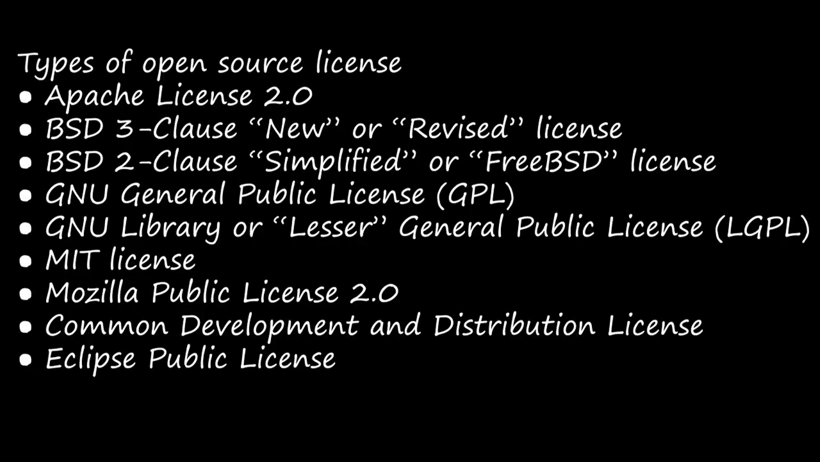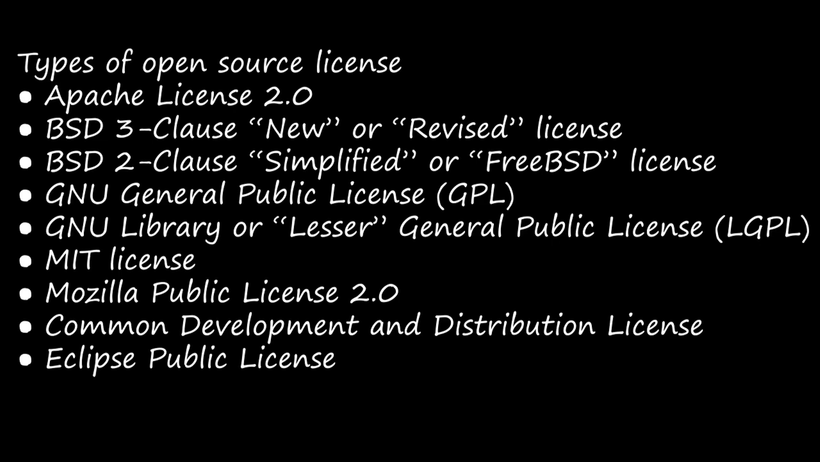And let's see the types of open source licenses. Apache license 2.0, BSD 3 clause new or revised license, BSD 2 clause simplified or FreeBSD license, GNU general public license, GPL, GNU library or lesser general public license, LGPL, MIT license, Mozilla public license 2.0, Common Development and Distribution license, Eclipse public license. These are all the types of open source license.